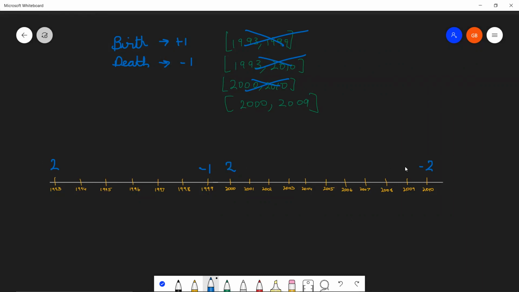Died in 2009, sorry. This gives me -1 over here. Right. Let me just quickly confirm everything. 1993 +1, 1993 +1, 2, 1999 -1, 2010 -1. Again, 2010 gives me -2. 2000 gives me +1, and this 2000 again gives me +1, so +2, and 2009 -1. Yep, that's perfect.